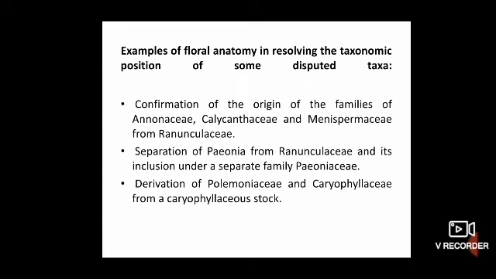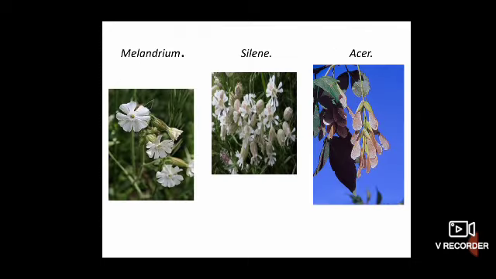Examples of floral anatomy in resolving the taxonomic position of some disputed taxa. Confirmation of origin of families of Annonaceae, Calycanthaceae, and many Spermatophyta from Ranunculaceae. Separation of Paeonia from Ranunculaceae and its inclusion under a separate family Paeoniaceae. Derivation of Primulaceae and Caryophyllaceae from a Caryophyllaceous stock. These are some examples which have been solved and positioned properly on the basis of anatomical grounds.